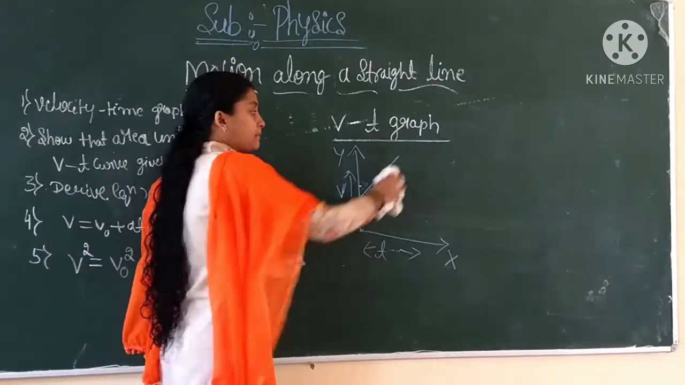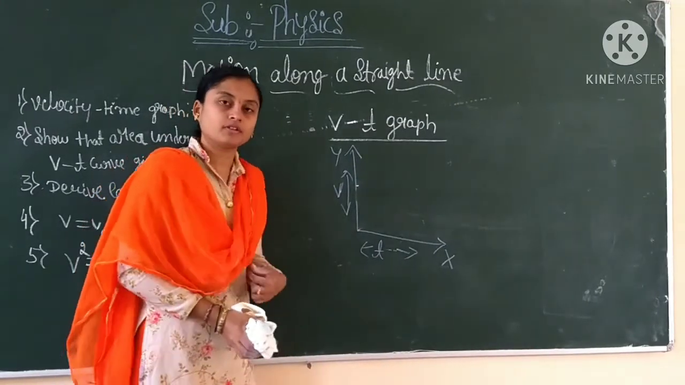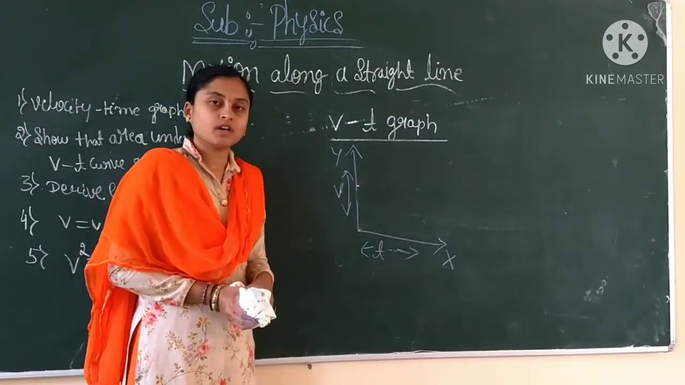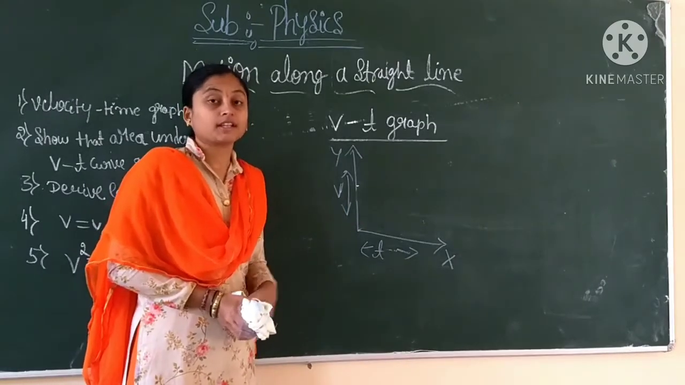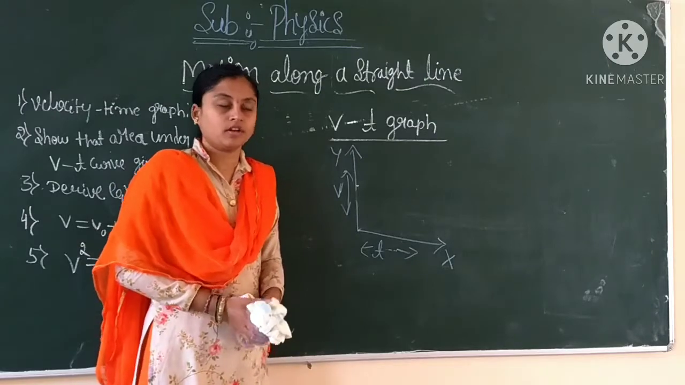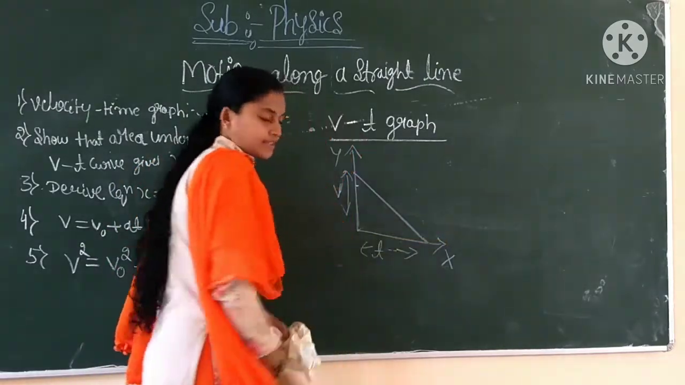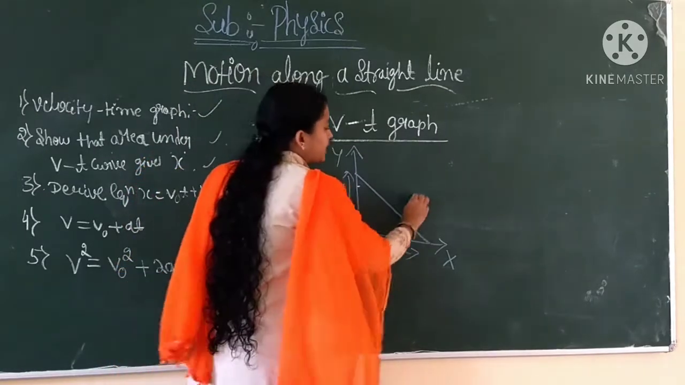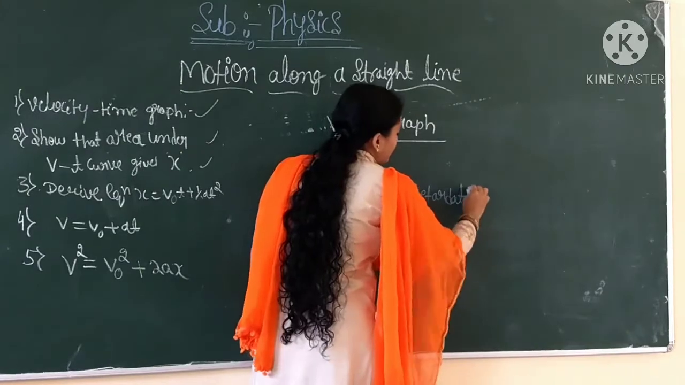Okay. For example, we take another example. In the VT graph, a particle moving in the opposite direction, nothing but retardation. This is represented by a line of this type in the VT graph. This is called retardation.